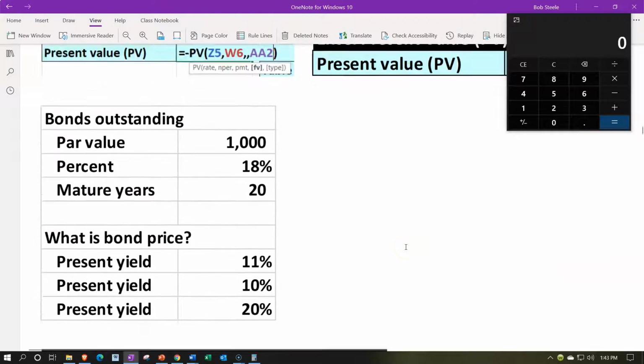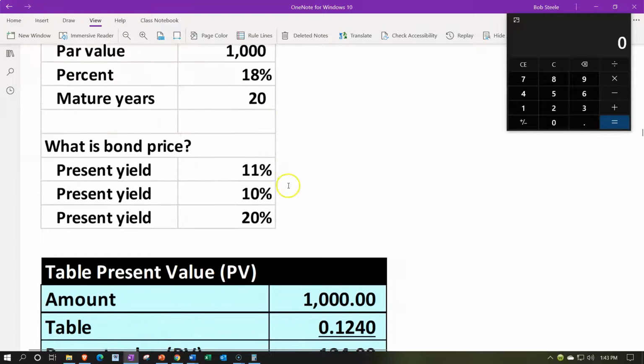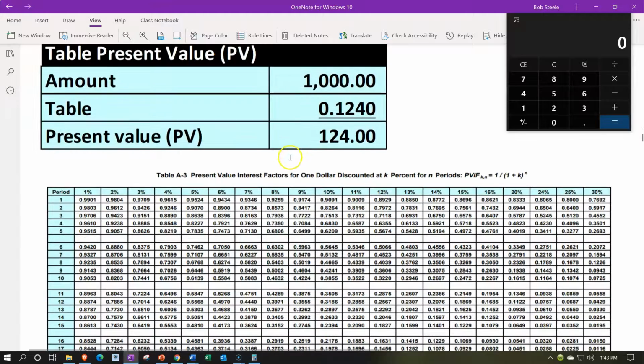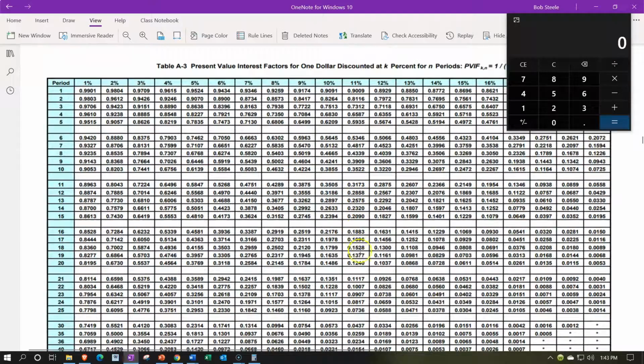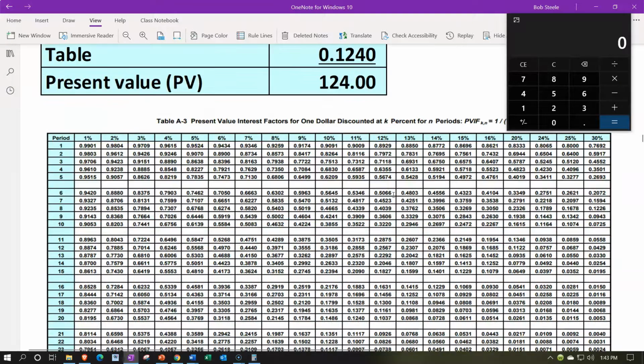We can also do it with the tables. Making sure we got the proper table, this time being the present value of 1, not present value of an annuity. That would be 11% and 20. 11 and 20, there's 11, there's 20. 0.1240, so 1,000 times 0.1240 gives us 124 again. So that's going to be the first one.